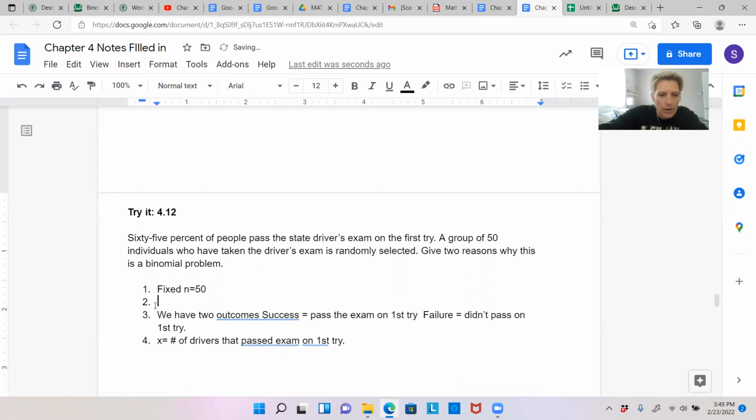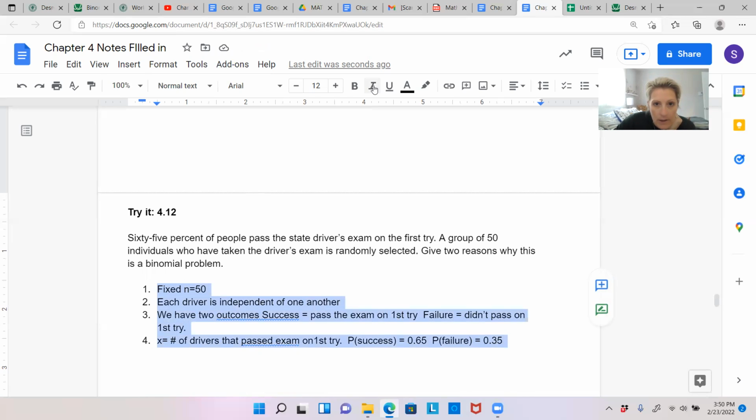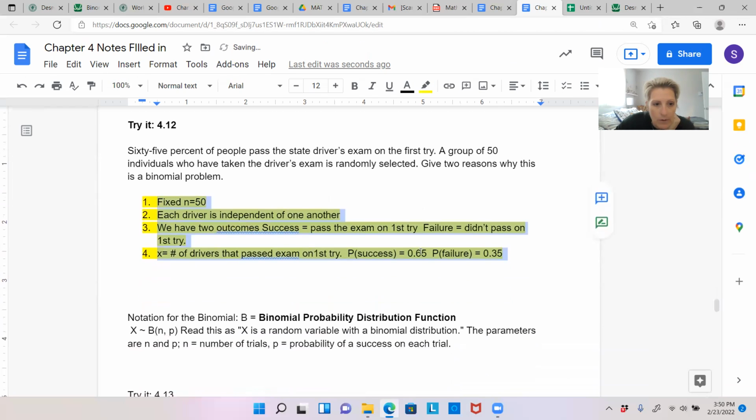And actually, the second one is really independent. Each driver is independent of one another. That's the one thing. Okay. So X is the number of drivers that passed the exam on first try. And the probability of success, we said, was 65%, so 0.65. And the probability of failure is equal to 0.35. Okay, so two reasons, these are the 4 reasons why, but you could have given me any 2 of them. So those are the 4 things we're trying to prove.